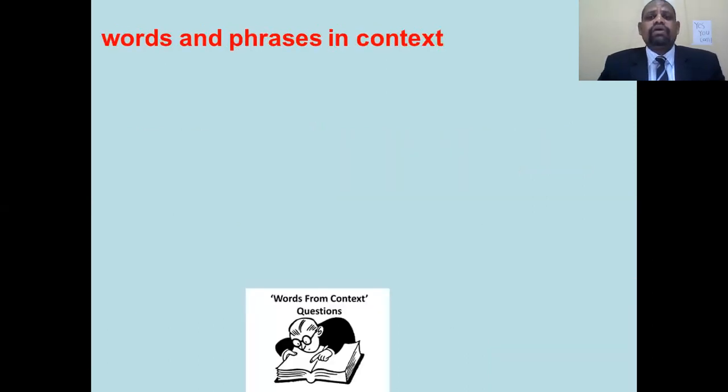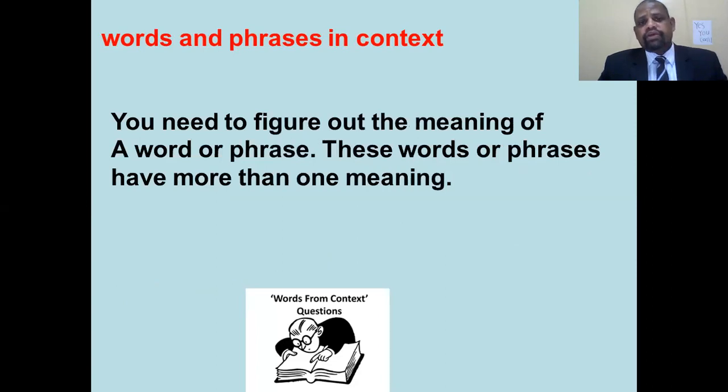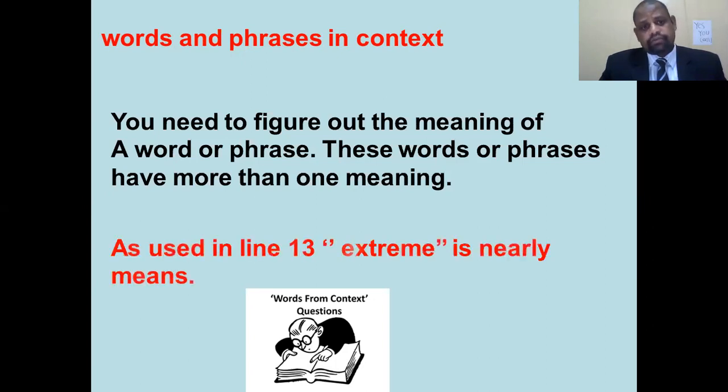Words and phrases in context. You need to figure out the meaning of a word or a phrase. These words or phrases have more than one meaning. They are not asking about the dictionary meaning. They're asking about how the author used that word in the text. You need to figure out the meaning of that word based on how it's used in the text. As used in line 13, "extreme" nearly means. You need to move back to line 13, find the word, and figure out the meaning as used in the text.